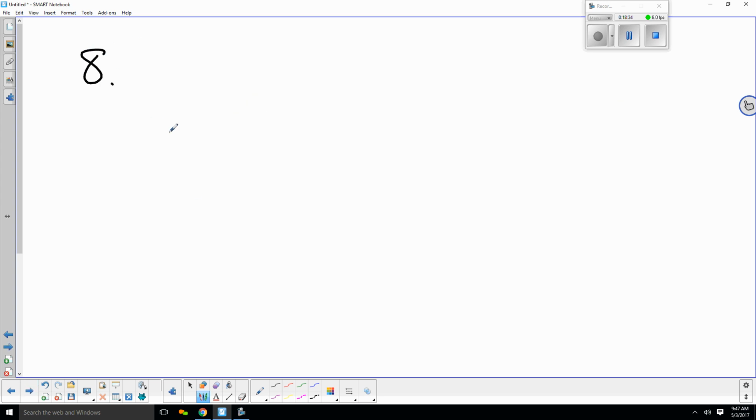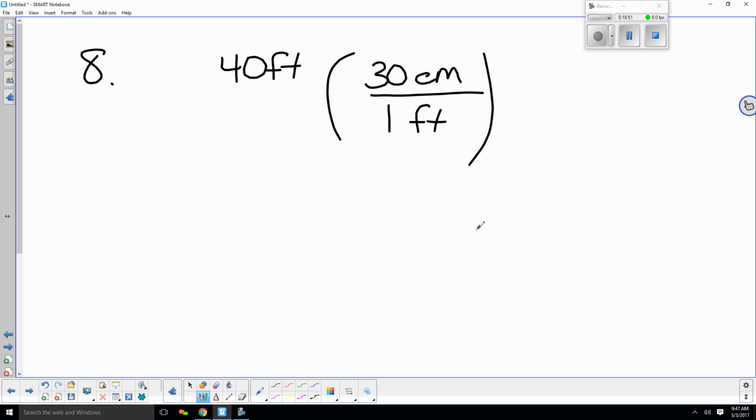8. A soccer field is 40 feet wide. How many centimeters are equal to 40 feet? Well, about how much? We said that 1 foot was 30 centimeters. So at this point, you're going to multiply. What's 40 times 30? 1,200. So that would be D. Any questions on conversions?